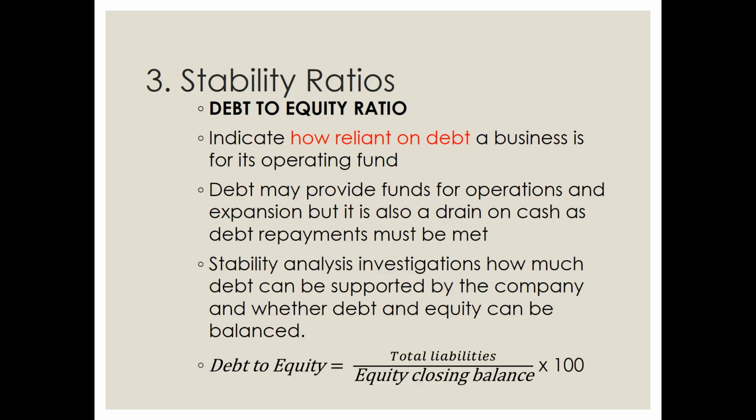Now, the third type of financial ratio is stability. And under this, you have what we call the debt to equity ratio. So this shows you how reliant the business is on debts. So you guys already know all this.